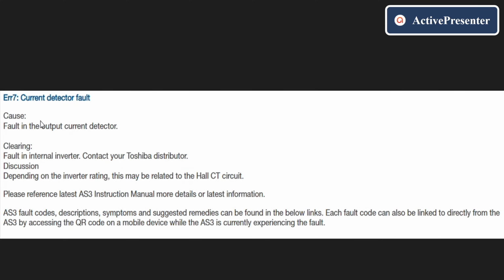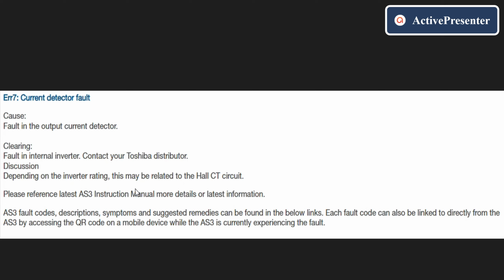So we will talk about error 7, current detector fault. Normally this fault comes when the VFD is detecting the fault current, how much current, like 10 ampere, 20 ampere, how much current your motor is taking.